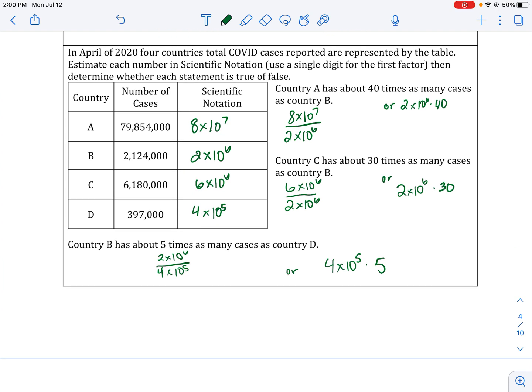So here we go. In April 2020, 4 countries' total COVID cases reported are represented by the table. We're going to estimate each number in scientific notation, and it says to use a single digit for the first factor. Estimate means to round, so we're going to round to the nearest digit. And here are all of these estimated in scientific notation.